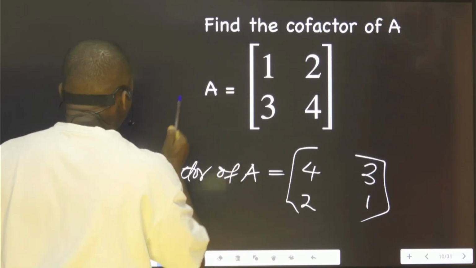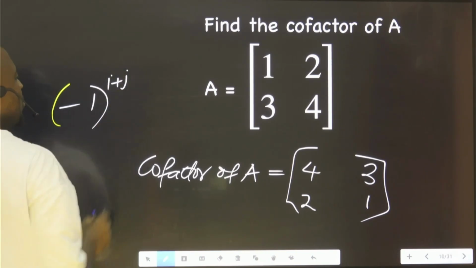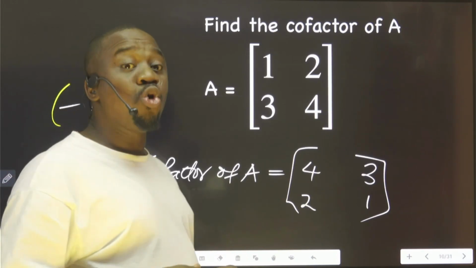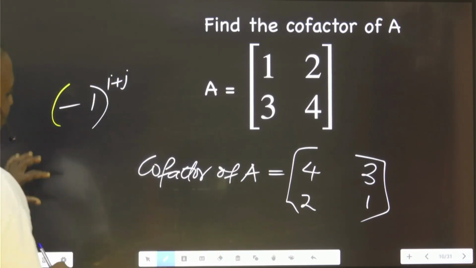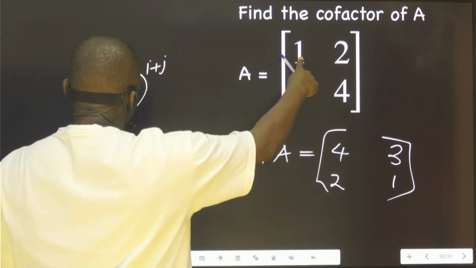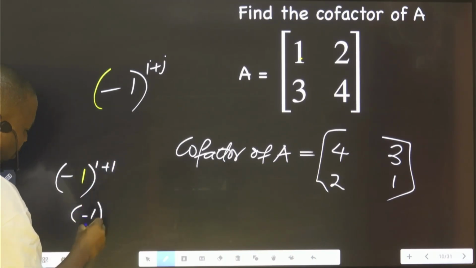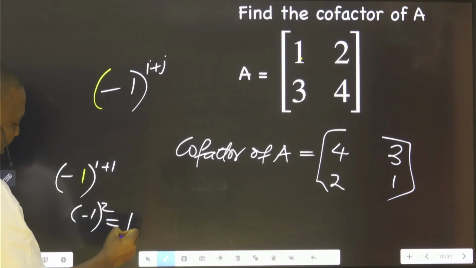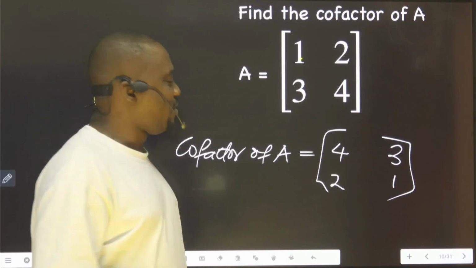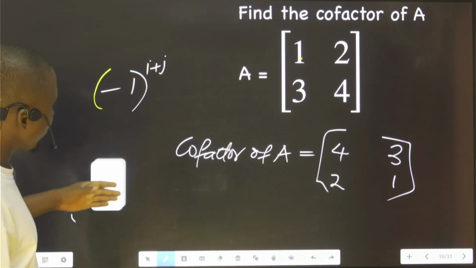For this sign, we say it is minus 1 raised to power i plus j. What is i? i is the row position, while j is the column position. Okay? For instance, for this first one, as you can see, first row, first column. That is minus 1 raised to power 1 plus 1, which is minus 1 raised to power 2. And when it is an even number, it means we are going to have plus here. That is plus. No need to put it. Plus 4, you want to put it, you can still put it, but no need. After that, we go for the second one.